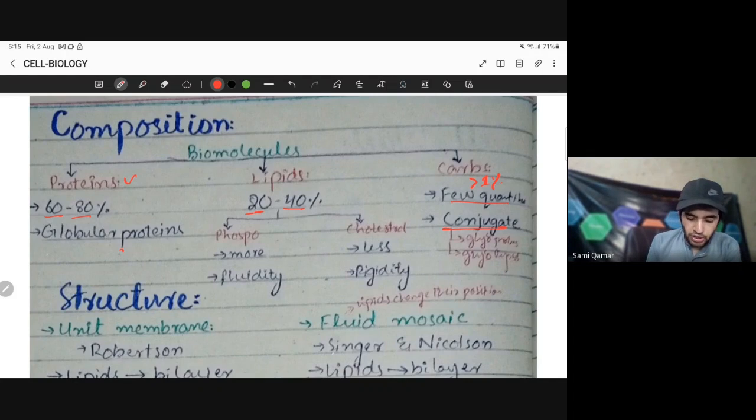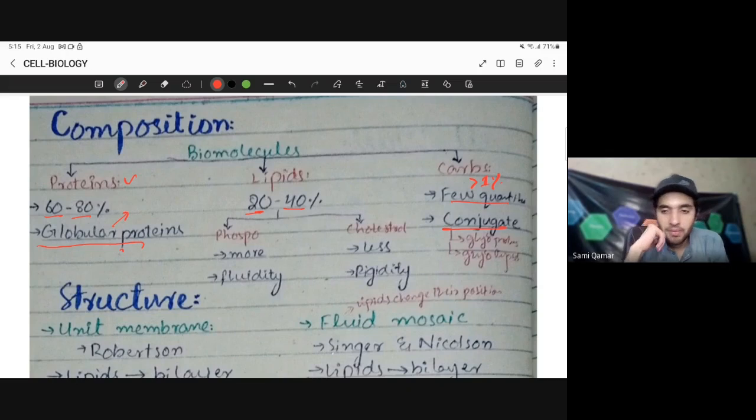So understand, proteins will be globular proteins. Globular protein has got which protein level? We will study about protein in biological molecules. Is it primary, secondary, tertiary, or quaternary? What is the structure of globular proteins? You guys have to answer these things.